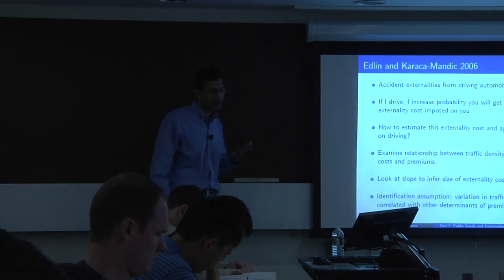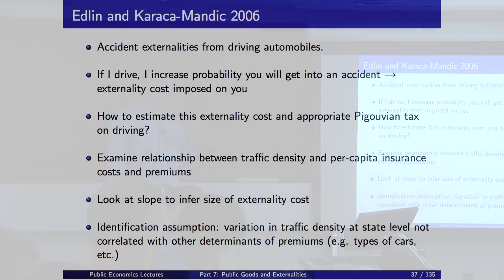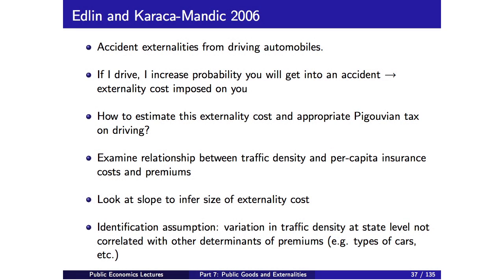So basically the idea is that if I drive, I increase the probability that you will get into an accident, if you think that empirically people get into accidents with other cars, not like running into a tree or something. And so I'm imposing an externality cost on everyone else when I start to drive, right? So what they want to do is estimate the size of that externality and the appropriate Pigouvian tax to correct for the fact that when I get on the road, I'm not taking into account the cost that I'm imposing on everyone else in expectation.